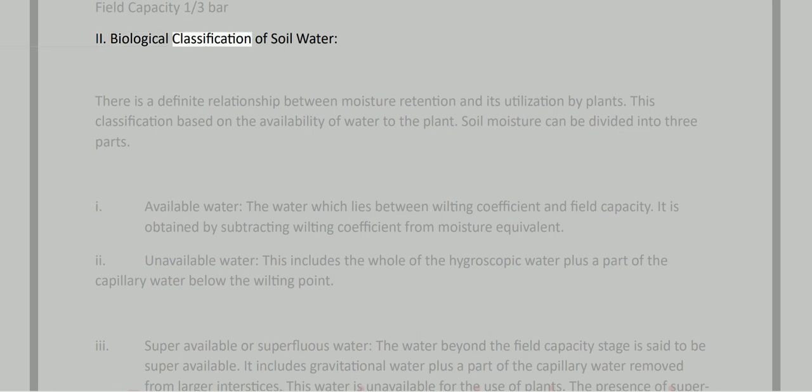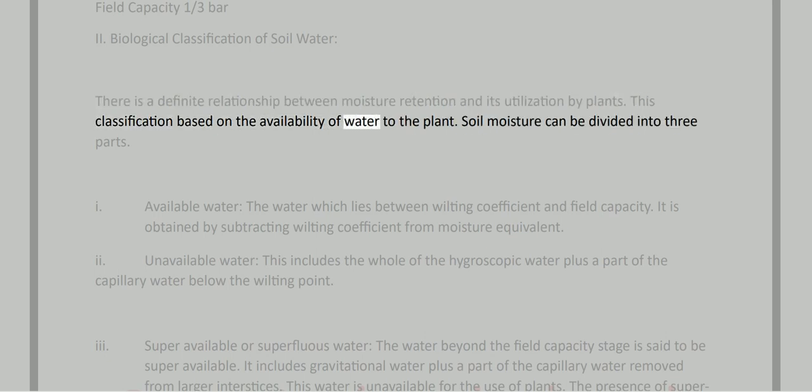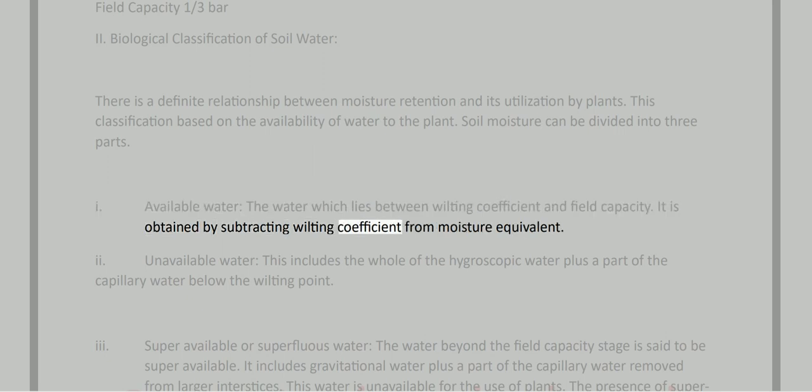2. Biological classification of soil water. There is a definite relationship between moisture retention and its utilization by plants. This classification is based on the availability of water to the plant. Soil moisture can be divided into 3 parts. 1. Available water. The water which lies between wilting coefficient and field capacity. It is obtained by subtracting wilting coefficient from moisture equivalent.